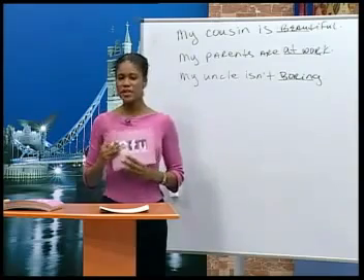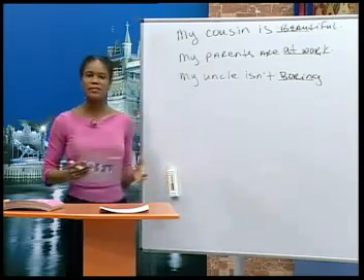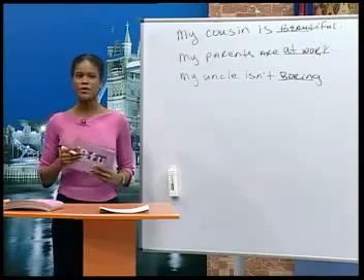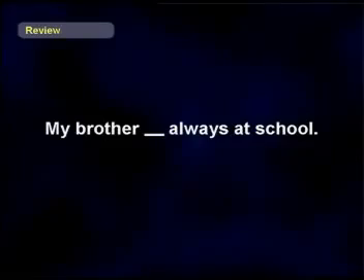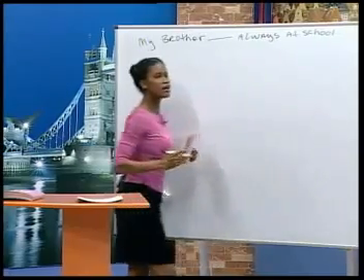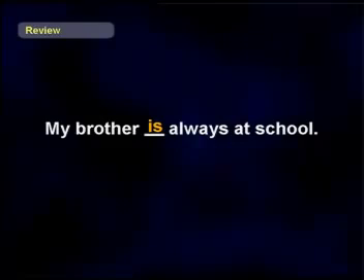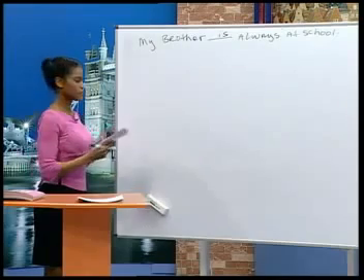Let's try another exercise. I will give you more examples and you fill in the verb to be. My brother always at school. All right, Anna, you go first. That's easy. My brother is always at school. Good.